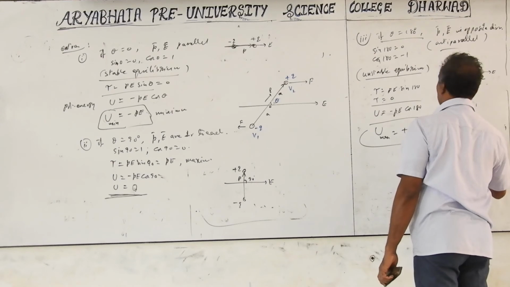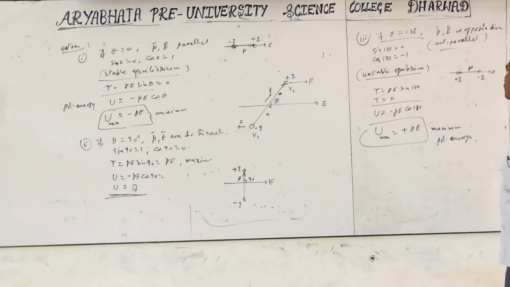So stable equilibrium has minimum potential energy, and unstable equilibrium has maximum potential energy. For any disturbance, the initial torque is 0. If a disturbance is given with some theta, then it rotates until it becomes parallel to the electric field.